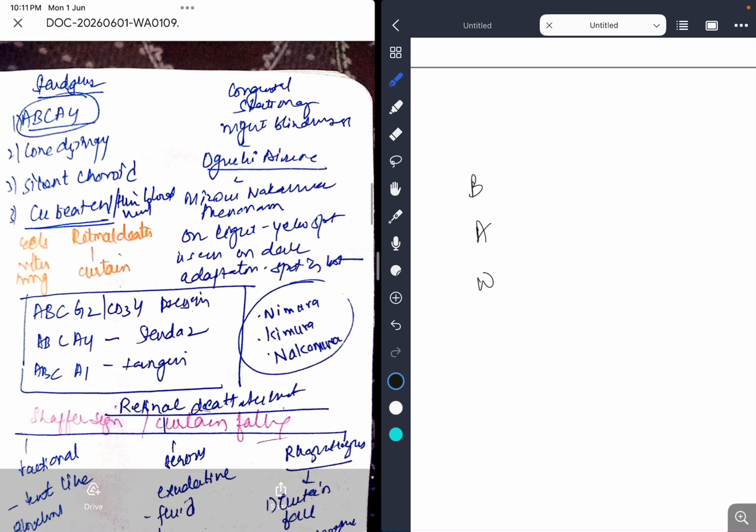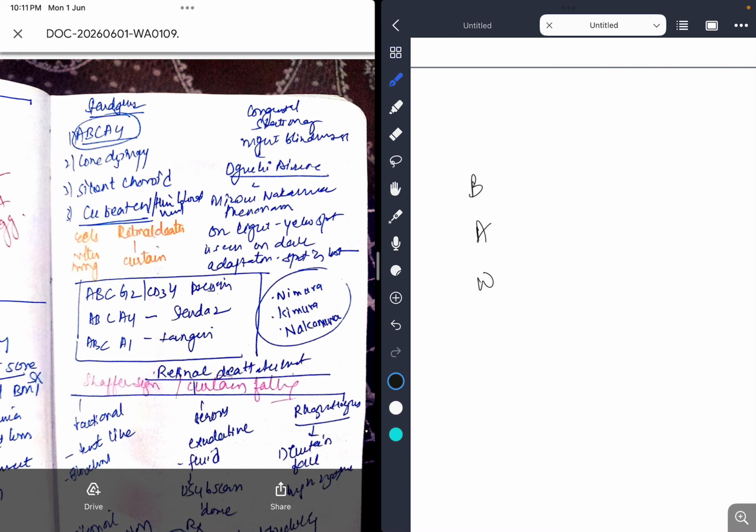Okay, then there is another disease called congenital stationary night blindness, which is called Oguchi disease, which has the Mizuo-Nakamura phenomenon. What is this phenomenon? When you put on light, you see the yellow spot, and on dark adaptation, that spot is absent. So this is called congenital stationary night blindness, and this is called the Mizuo-Nakamura phenomenon. Very characteristic. You can see the Google images also, and ma'am has told you this also, right? That on light the yellow spot is present, and as you go in the dark, that spot fades away, right?